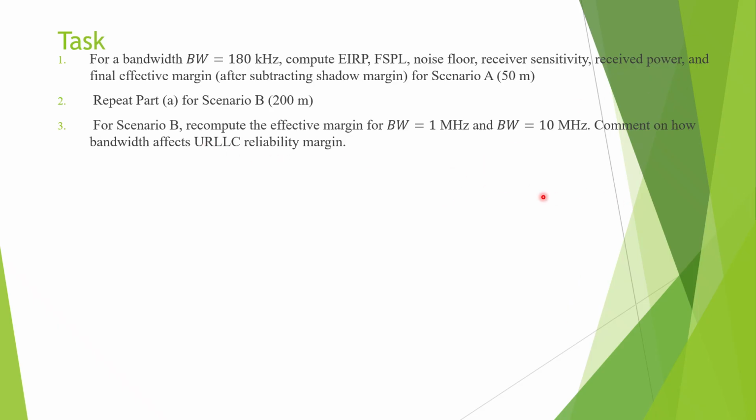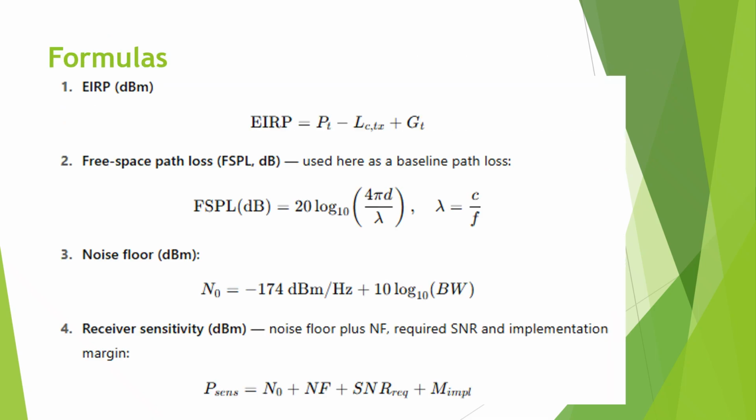So we have already discussed the formula, so directly how to solve the problem. Now only the formulas we are going to discuss. The effective isotropic radiated power is calculated by PT plus GT minus the transmitting loss, and the free space path loss can be calculated by 20 log(4 pi d by lambda), where two different d are given, d equal to 50 meter, 200 meter, and the lambda value you can calculate by C by F. C equal to 3 into 10 to the power 8 and F is 3.5 gigahertz. By substituting, you will get the lambda value. Then for the two distances you can calculate the free space path loss.